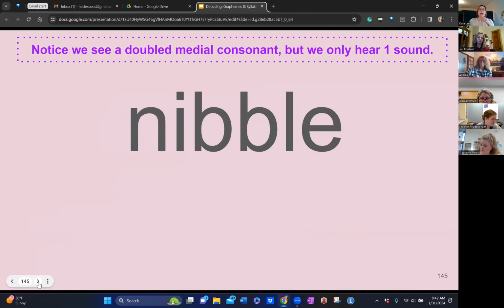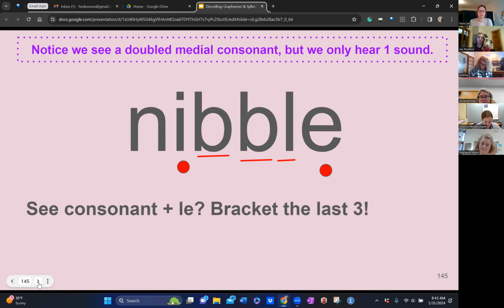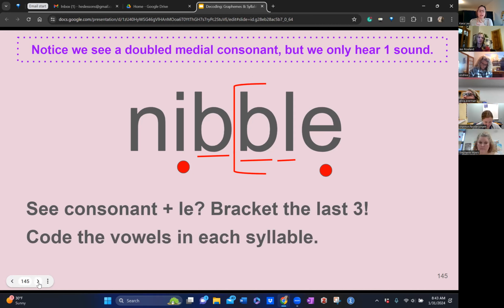Okay, guys, now we need to talk about another kind of consonant LE word that happens a lot. That's when we see doubled medial consonants, but we only hear one sound. This is the word nibble. So we'll go through the same thing here. I see a consonant LE. I'm going to bracket the last three. I'm going to code my vowels. That makes this nib, and that makes this silent.